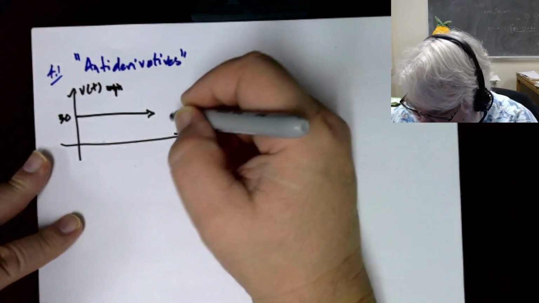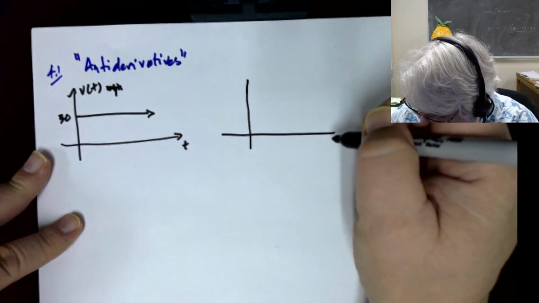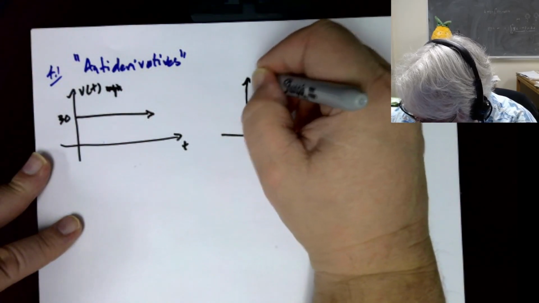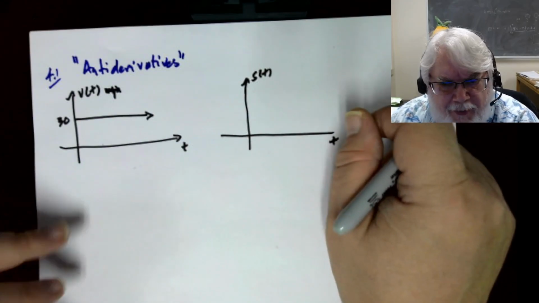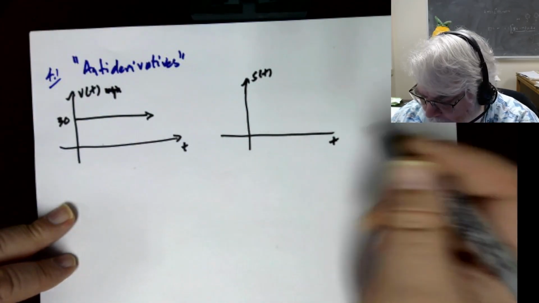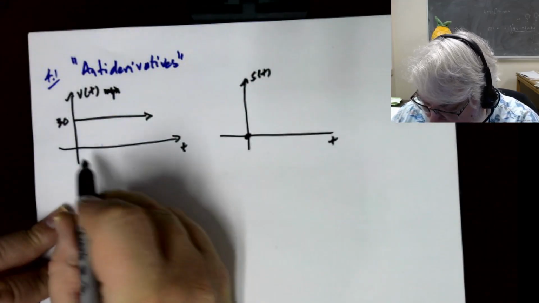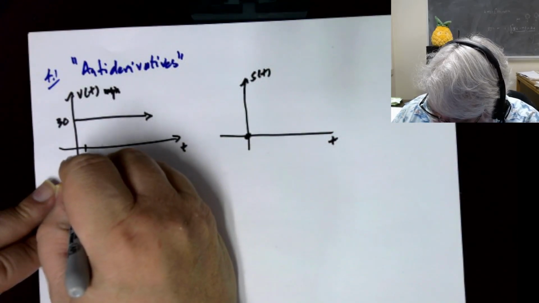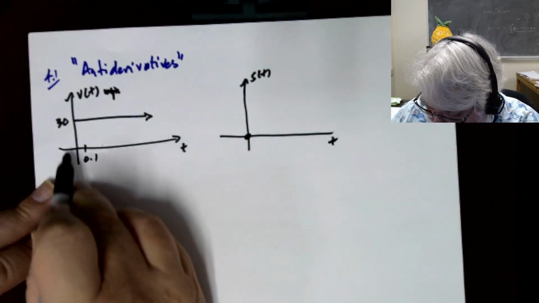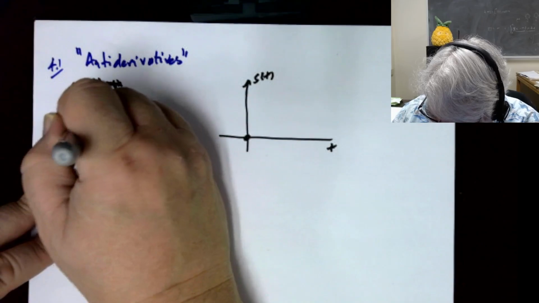Good. Now, let's assume that we're moving to the right. So what is the position function looking like if we're doing that? Well, one problem is I don't know where I'm starting. So just for the sake of argument, let's suppose that we're starting at 0. Then how far have I traveled at time 0.1? Well, I would take 30 times 0.1, right? And that would be my distance traveled because I'm looking for the area.